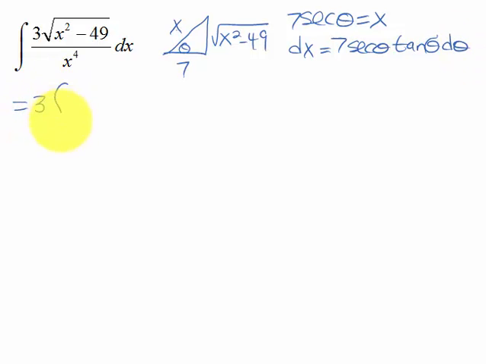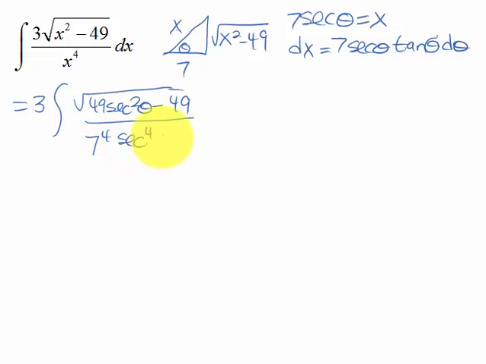I'm going to move the 3 out in front of the integral, and then I'm going to have the square root of x squared, so that's going to be 49 secant squared theta minus 49, and that's going to be over x to the 4th, so that'll be 7 to the 4th secant to the 4th theta, and then my dx, which is going to be 7 secant theta tangent theta d theta. Alright, let's see what we can do to simplify that a little bit.